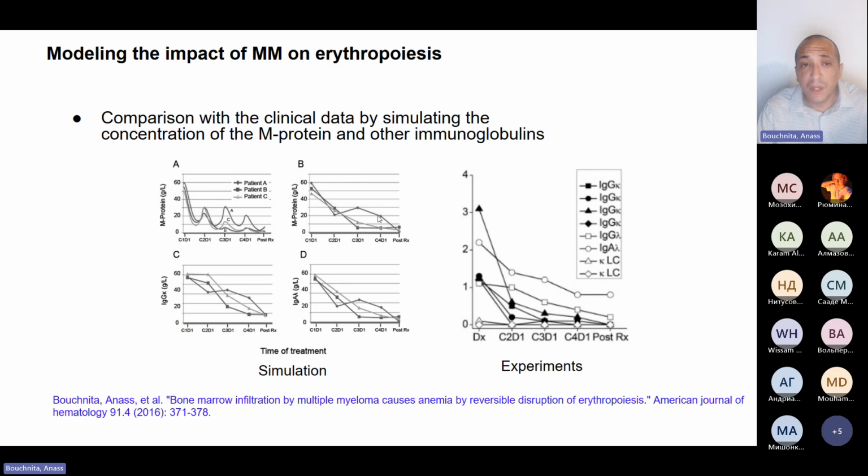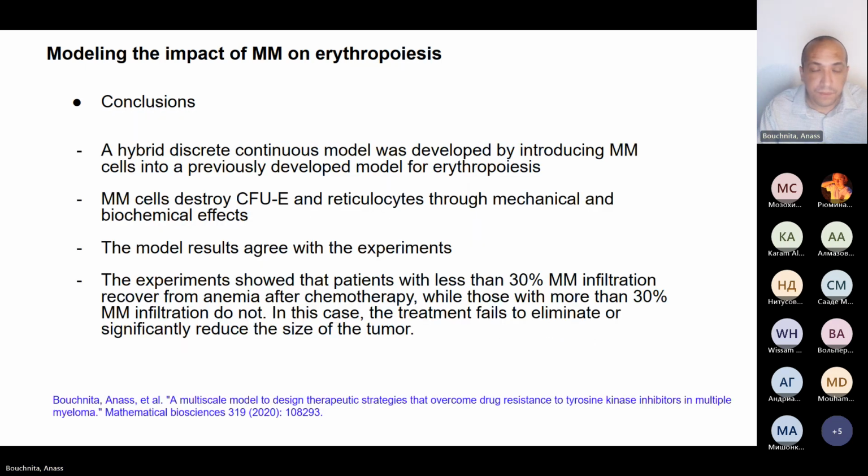We were able to compare with clinical data collected by our colleagues by simulating the concentration of multiple myeloma protein and immunoglobulins. These are proteins secreted by multiple myeloma cells, and we used a model to describe their concentration, and we compared with this experiment. The results were very approximate. So in conclusion, we have developed a discrete-continuous model to describe the impact of multiple myeloma infiltration on erythropoiesis, and we took into consideration the mechanical and biochemical effects of multiple myeloma cells, and the results of the model agree with the experiments.